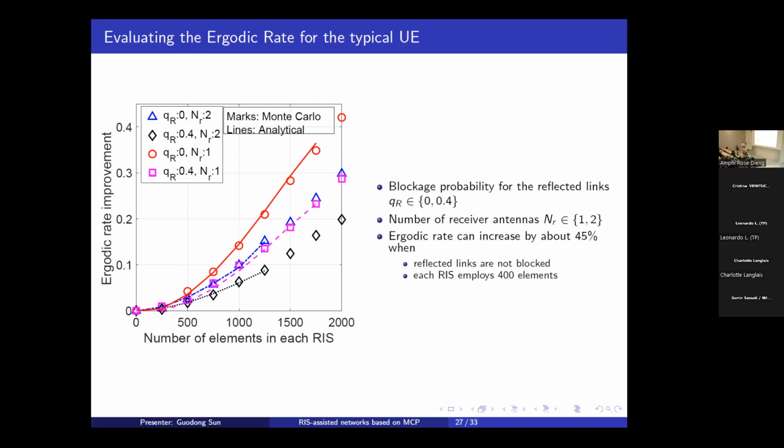And because we have 5 users per Voronoi cell on average, we assume that each RIS employs 400 elements to form a small beam to the typical user. You see the gain can be high at a system level, not at one user.